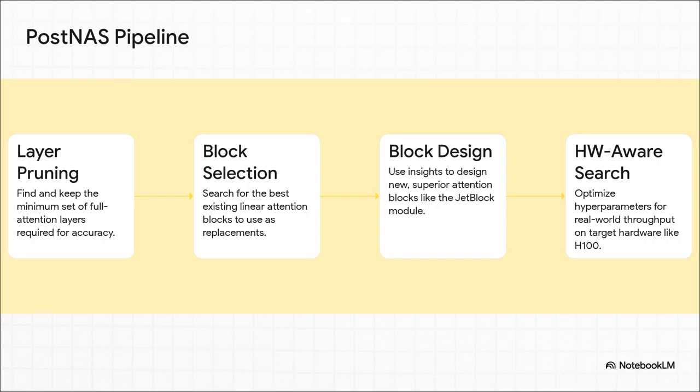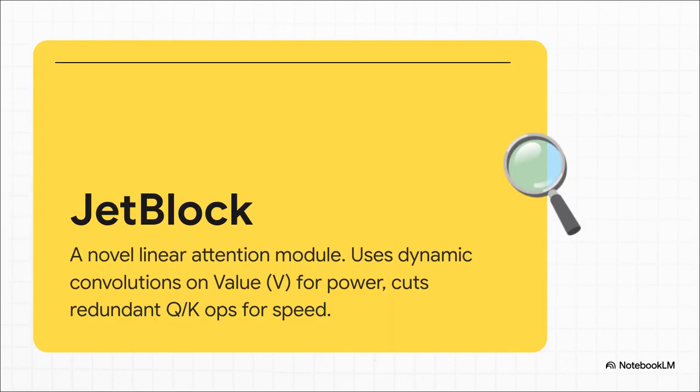And then step 4, and this is so critical, a hardware-aware search that optimizes everything directly for throughput on a real GPU, like an H100, not some abstract academic metric. So this is the result of that process.